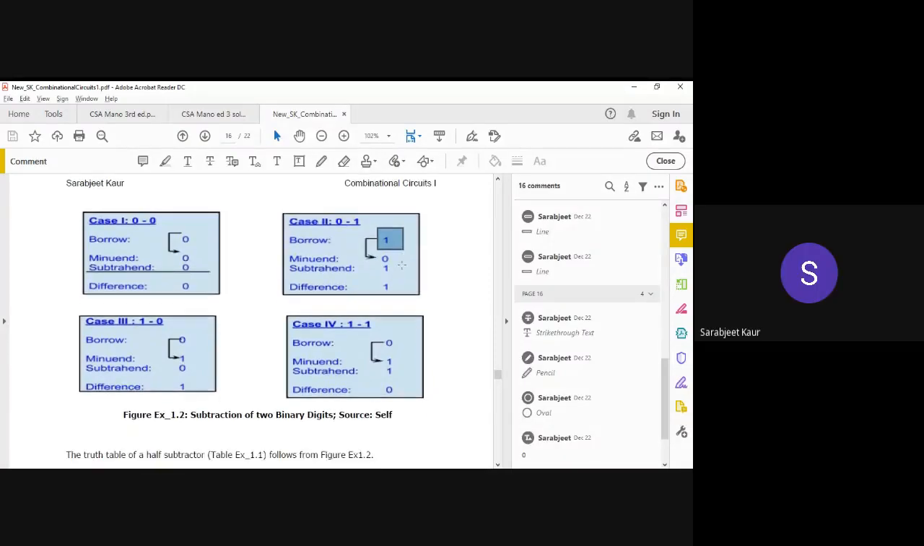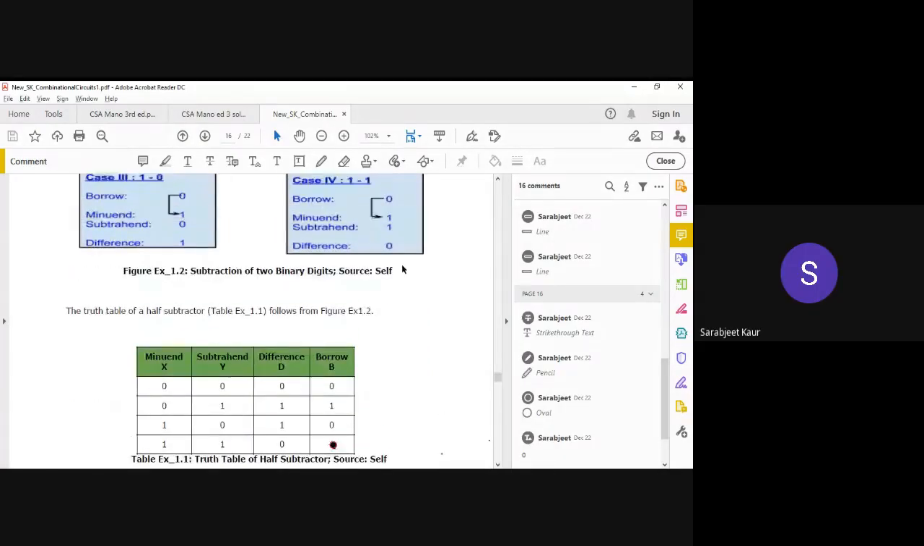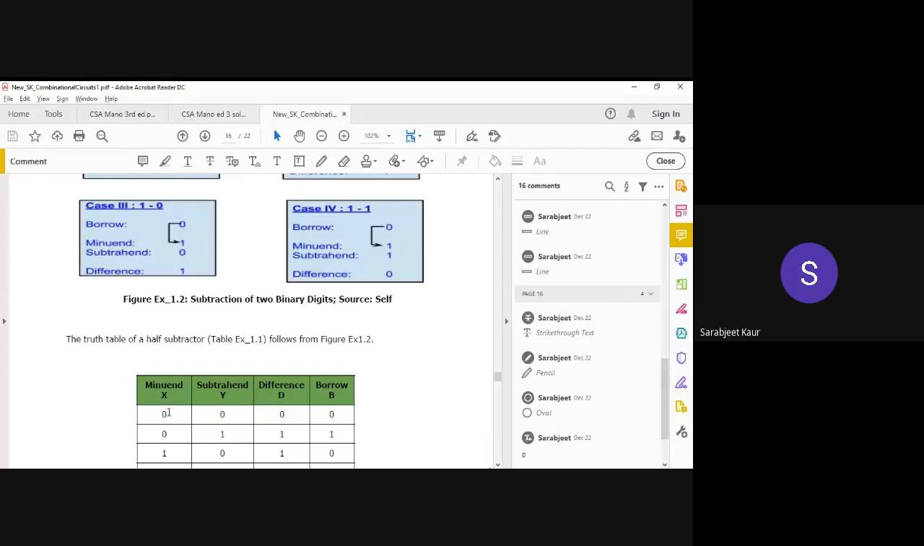Right? Let us see this in the truth table. This is the first case that we had just seen where the difference and borrow were both 0. And this is the second case that we are discussing. So 0 minus 1, we take a borrow and then the difference that we get is also 1. Any problem up till now? No, ma'am.